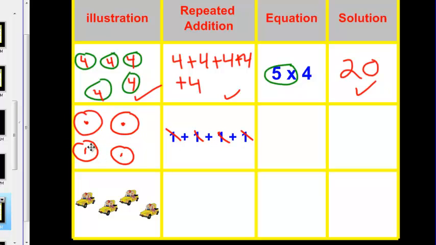So you should have had 4 groups of 1. And your equation should have been 4 times 1. The order matters. If you would have put 1 times 4, that's wrong. It has to be 4 times 1 because we have 4 groups. And there they are. My solution, I just have 4. Count the dots. 1, 2, 3, 4. Now let's do this last one here.